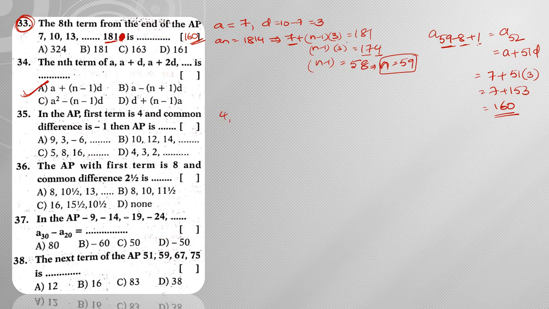So first term is 4, common difference is minus 1 means 4, 3, 2, 1, likewise you will get. Hence the answer is 4, 3, 2 and so on.